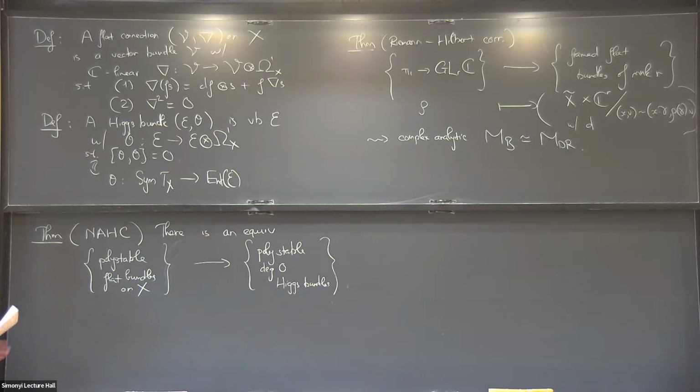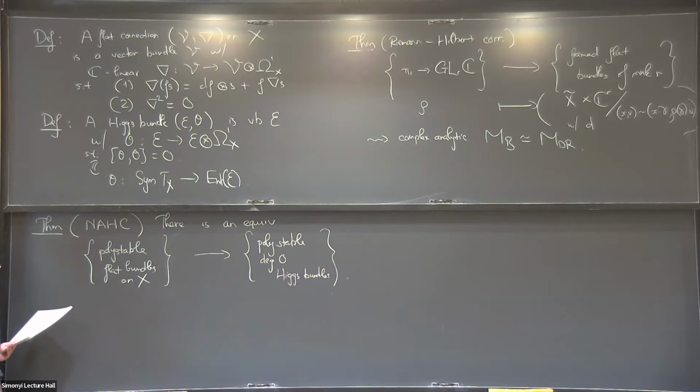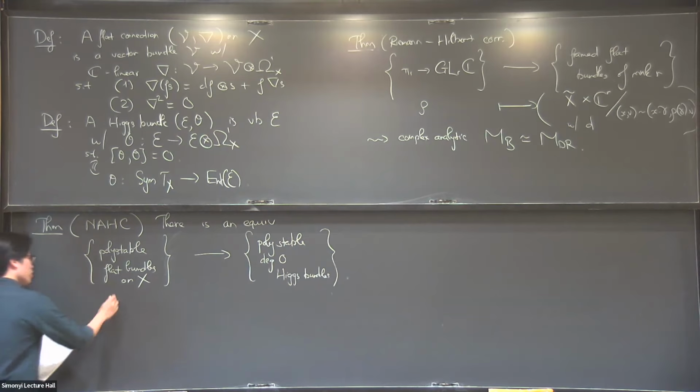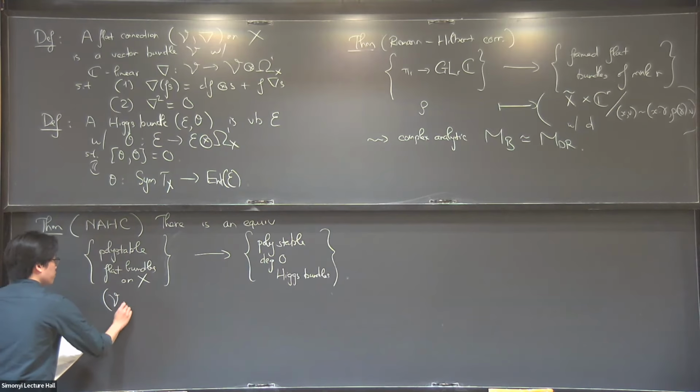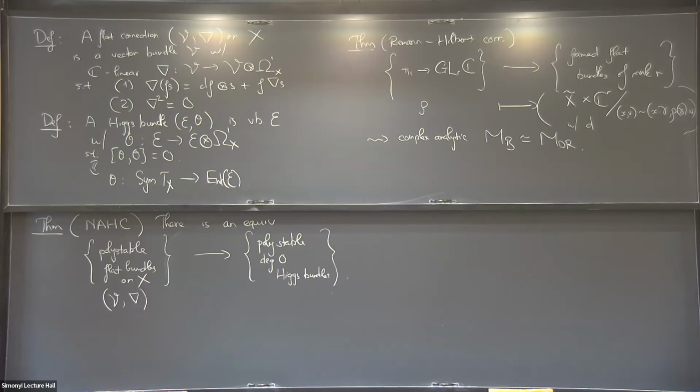And I will mention briefly how this correspondence goes. Let's say that you are given a polystable flat bundle. Then there exists a, well, not unique, there exists a harmonic metric on V.